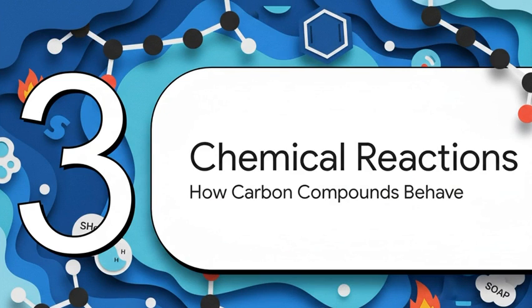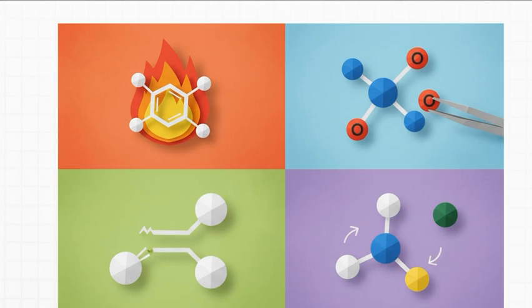All right, so we know how carbon builds things. Now, let's talk about how these compounds behave. We're moving on to the key chemical reactions that you absolutely have to know for your exam. We're going to focus on 4 main types. First, you have combustion. That's just a fancy word for burning.